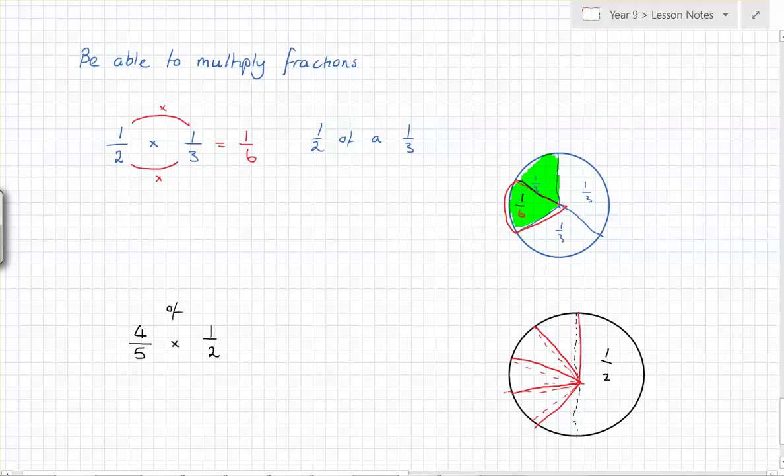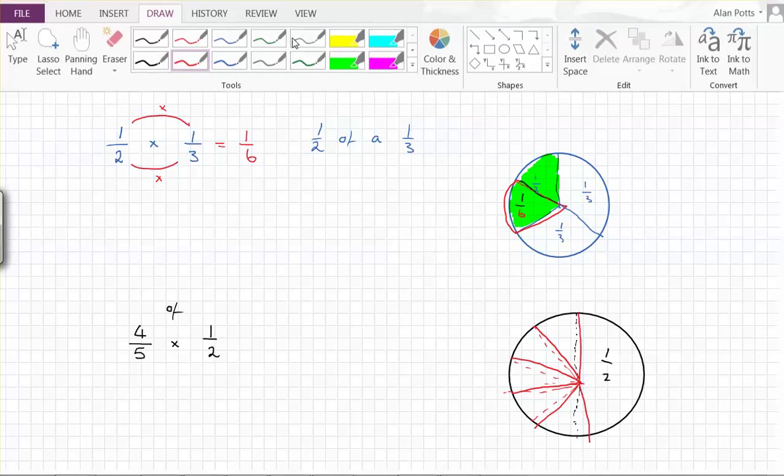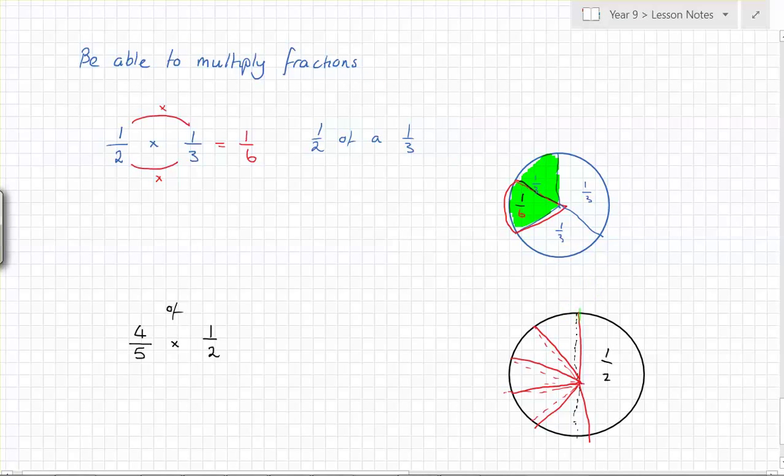Now the question is, how many of those pieces am I allowed? Four. So I'm doing 4/5 of a half. I'm ignoring that other half. It doesn't even exist. I'm taking 4/5 of the half that I took in the first place. Now, the question is, what is that as a fraction of the whole cake that I started with?